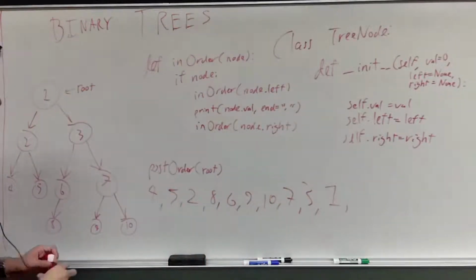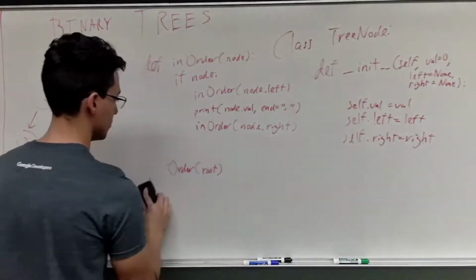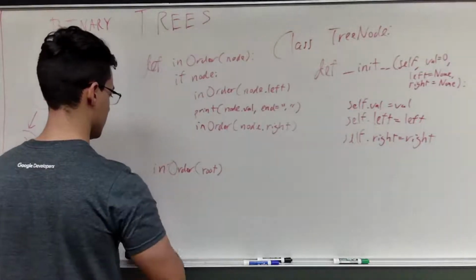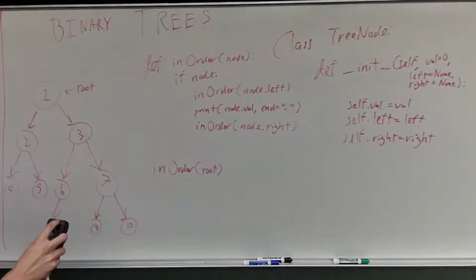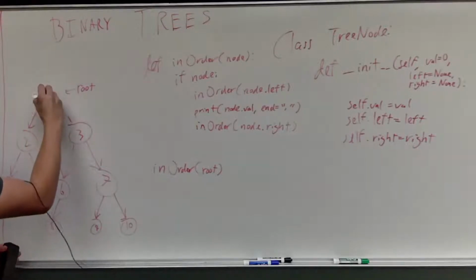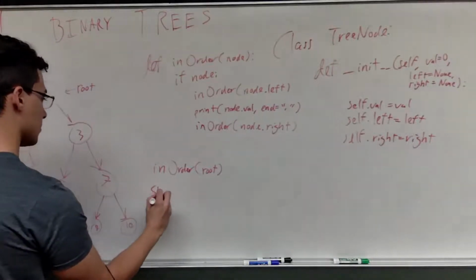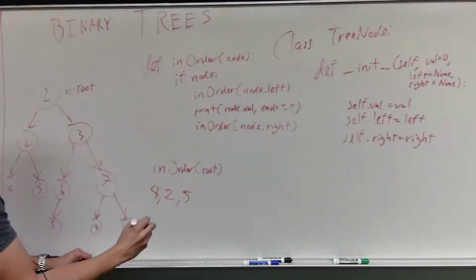All right, so let's go over in order. Actually, now that I think about it, I should have relabeled these numbers. It doesn't matter, whatever. All right, so what does this print? 4, 2, 5. Then 2 at the root. 1.